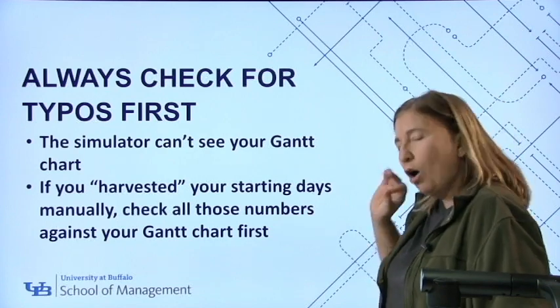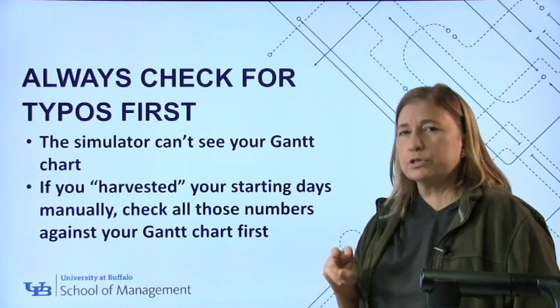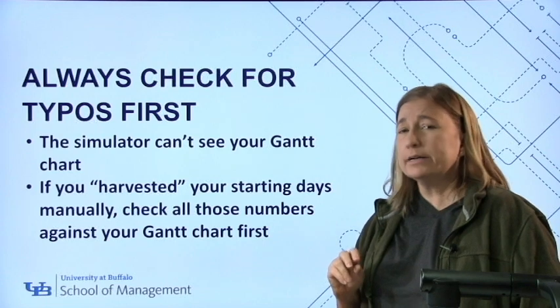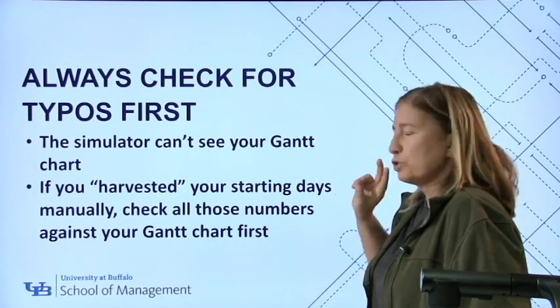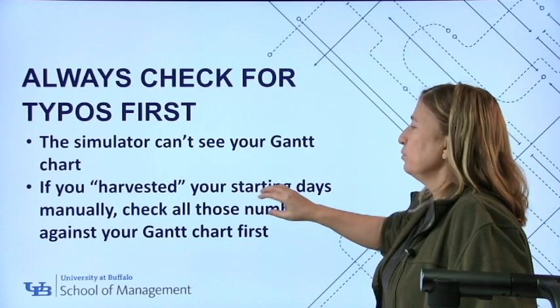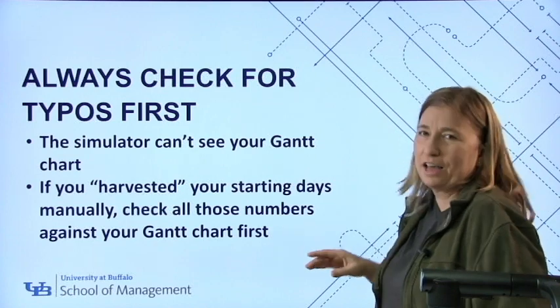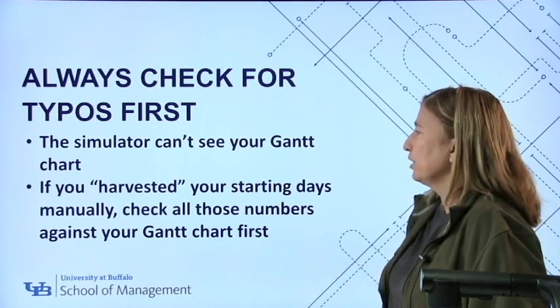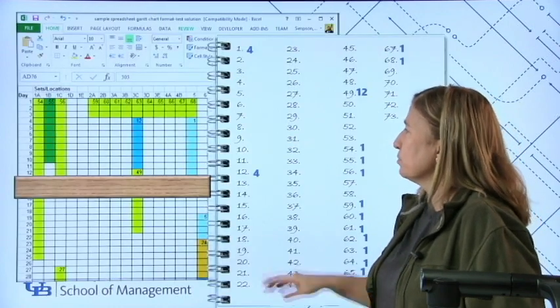Now, if you harvested your numbers manually, then there's two things to check. Because if you harvested your numbers manually, the first thing you should check is that the harvest was actually accurate. Now, what is it that I'm talking about?